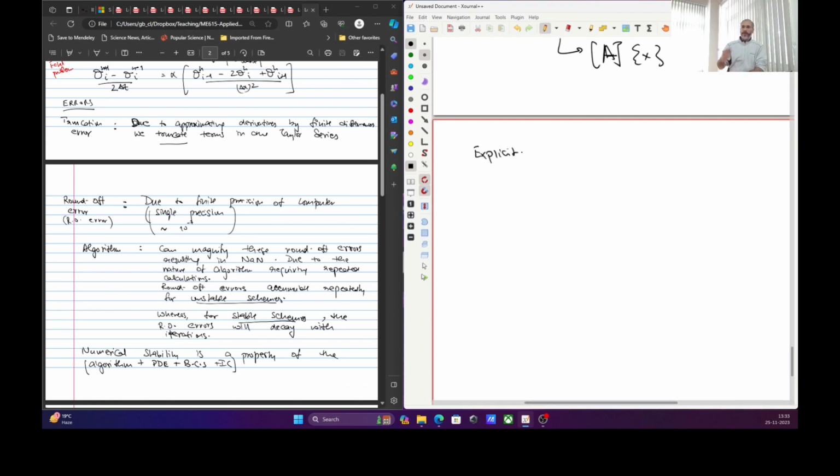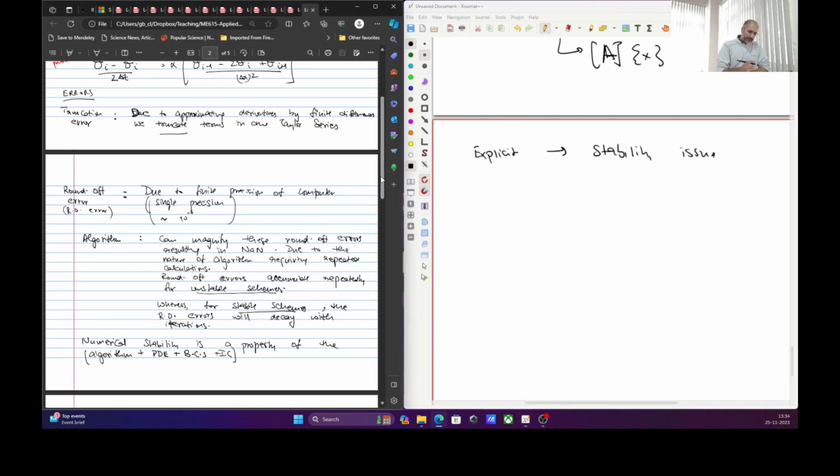Okay, so this is one choice one has to make while solving a problem, explicit or implicit. So explicit has an issue with... So we talked about this general idea, but to learn how to find or analyze stability of a given scheme, we talked about the von Neumann stability analysis. So I'll not discuss that analysis here today.